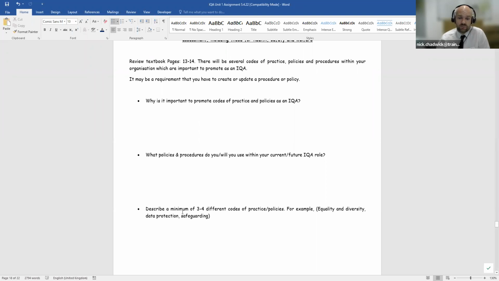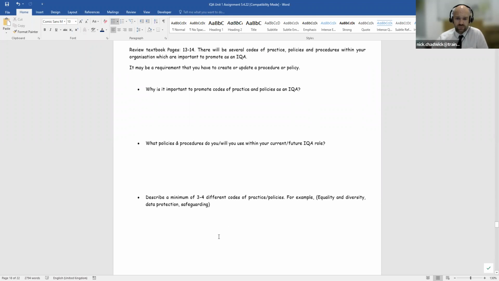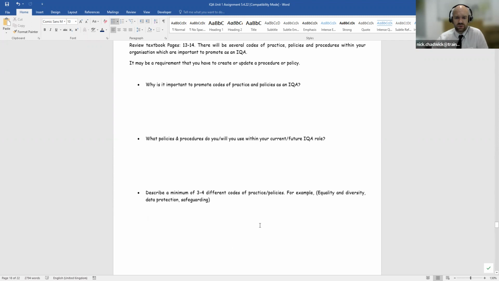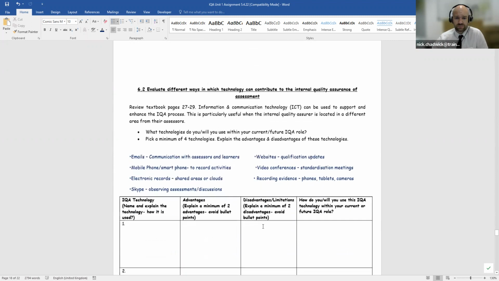And furthermore, describe a minimum of 3 to 4 different codes of practice or policies. For example, equality and diversity, data protection, and safeguarding as well. So perhaps pick out 3 to 4 here. And you could think about 3 or 4 policies that you feel do need to be updated within your organization as well. So this is going to prepare you for your active IQA role as well. So briefly explain those 3 or 4 different policies there.